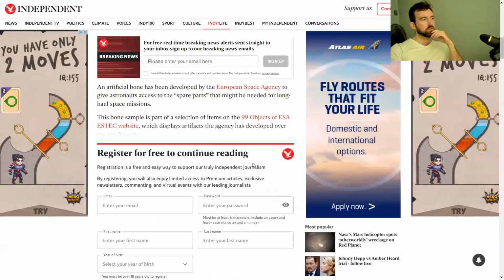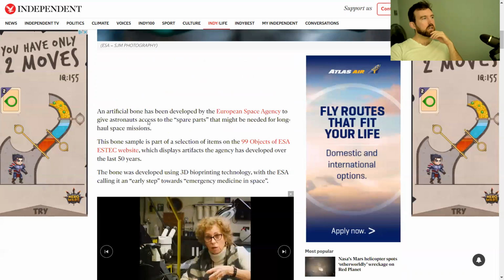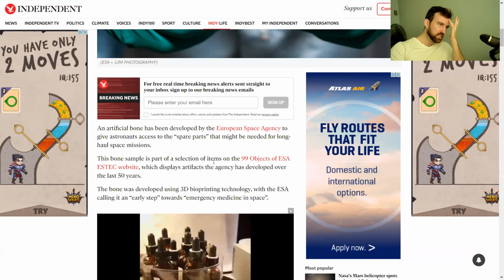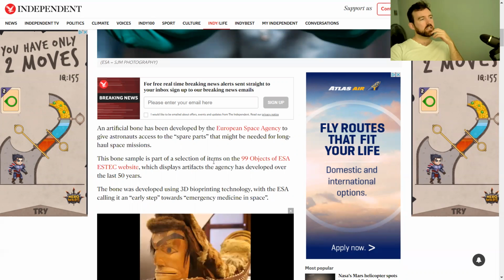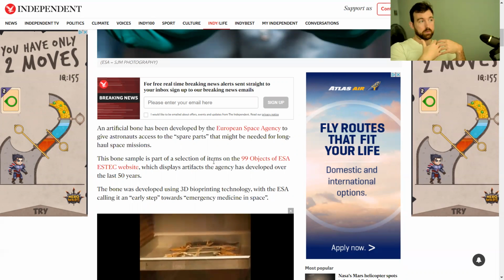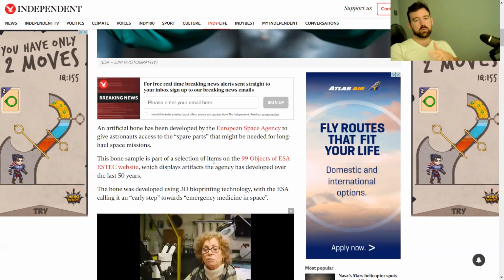The bone sample, what the heck? Okay. The bone sample is part of a set selection of items of the 99 objects of ESA-STEC website, which displays artifacts the agency has developed over the last 50 years. So straight away, what I want you to notice is, do you see how it's quite formal and objective? It's using facts, it's using statistics, it's got this register where it's not, I did this or I did that, or how are you? Or yeah, it's not familiar at all.